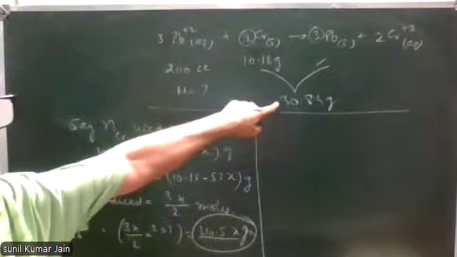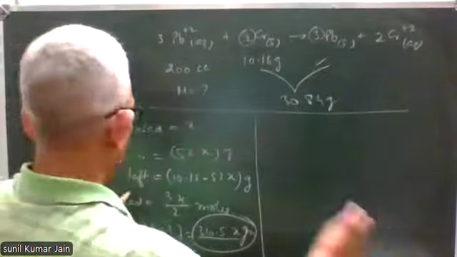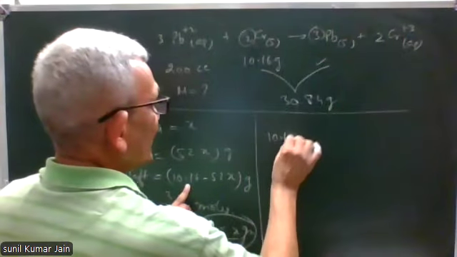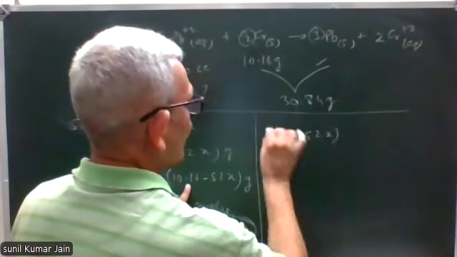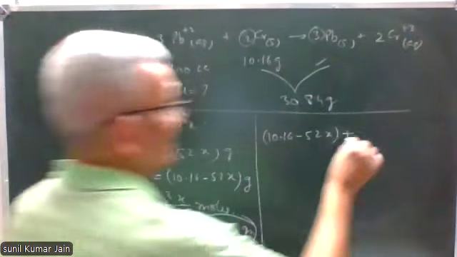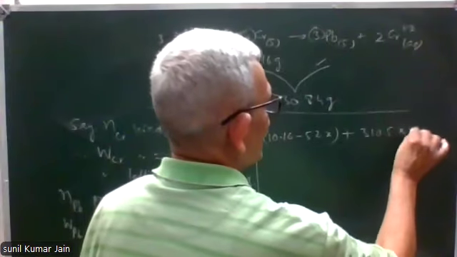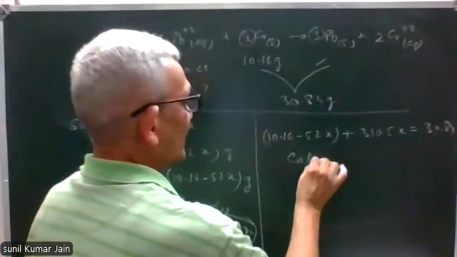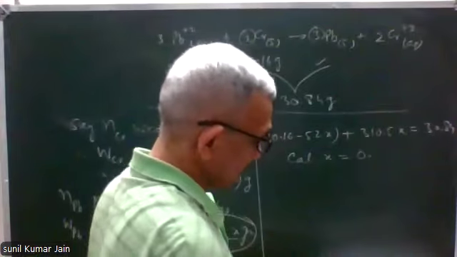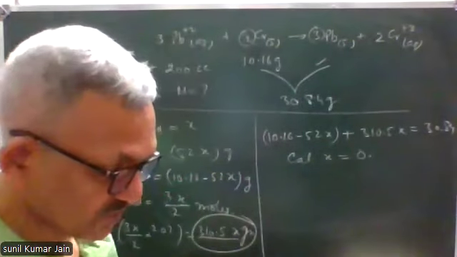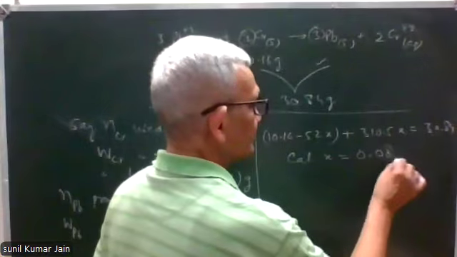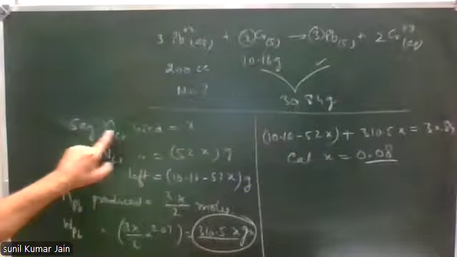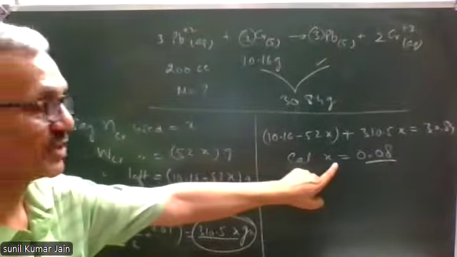This plus this is 30.84. So 10.16 minus 52X plus 310.5X is equal to 30.84. Calculate the value of X. This will come out to 0.08. It means X is 0.08, meaning the number of moles of chromium used will be 0.08.